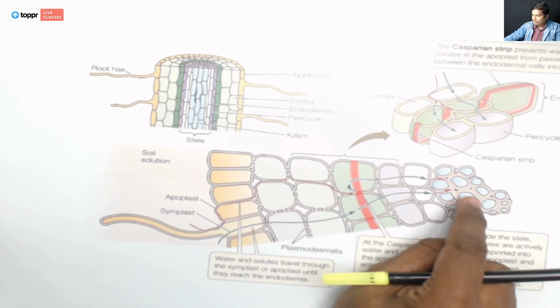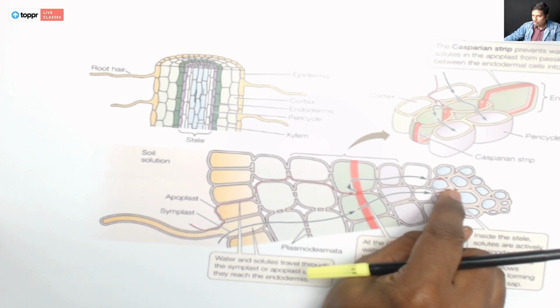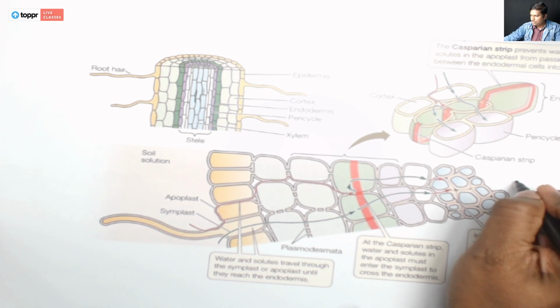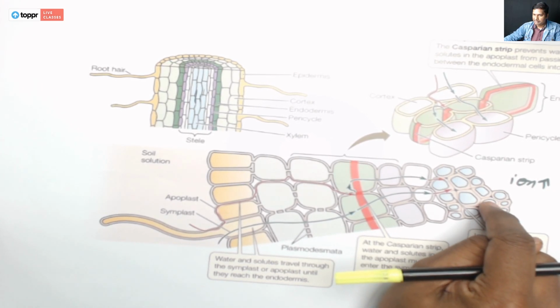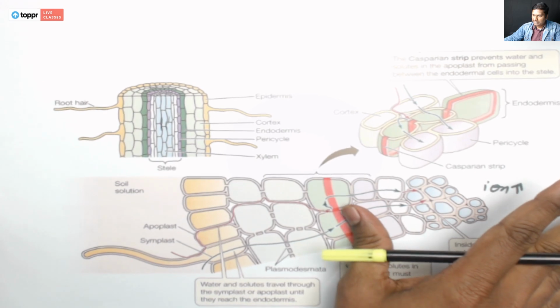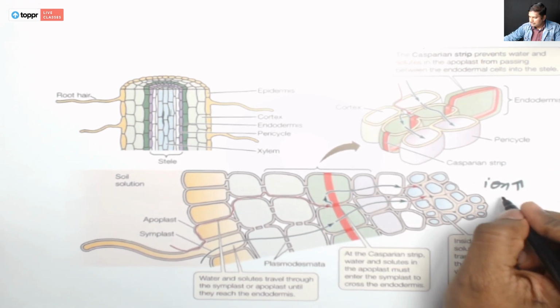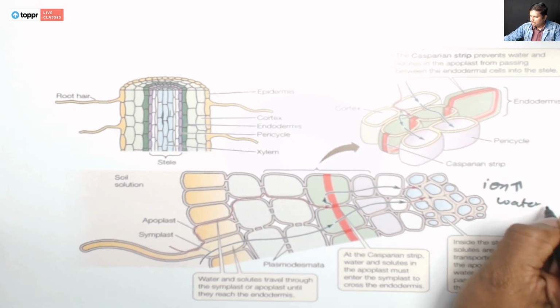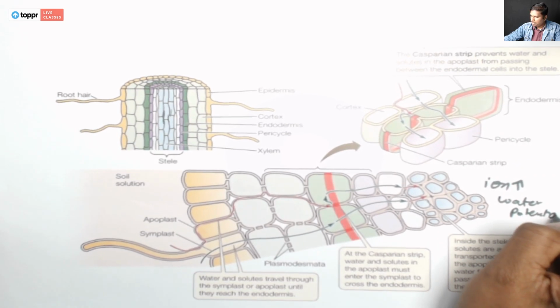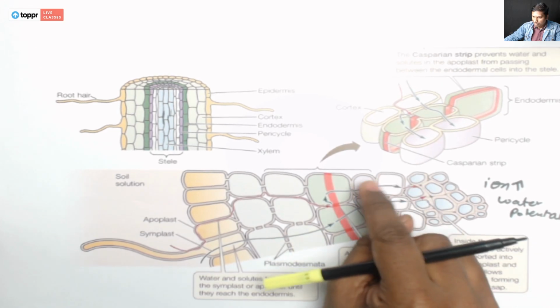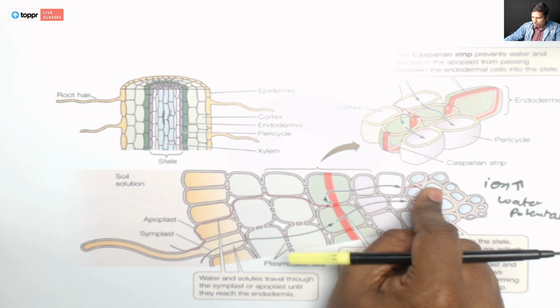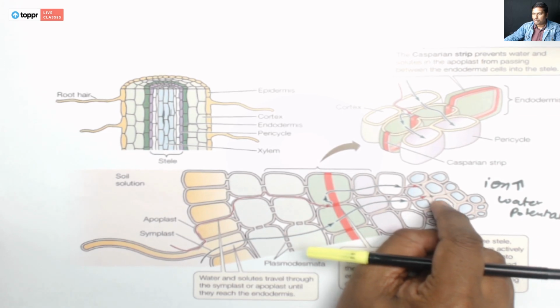Both pathways finally get the water here, and along with the water the ions are being transferred. So as a result, the ion concentration inside the xylem is increasing. Okay, and whenever the solute concentration increases, the water potential decreases. So the moment water reaches the xylem, more and more ions are coming along with the water, so the water potential here is going down.